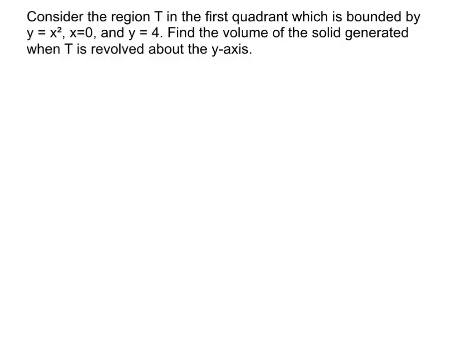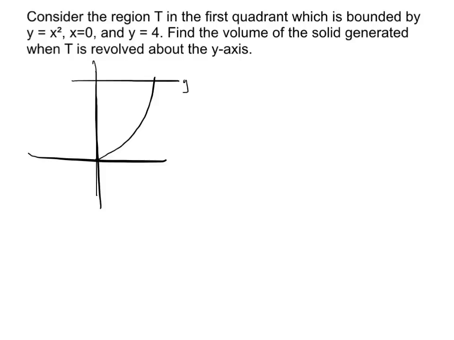Okay, so now I want to consider the region T, which is in the first quadrant, bounded by y equals x squared. Okay, so we have y equals x squared. We have x equals 0, which is basically the y-axis, and we have the line y equals 4, so you've got the line y equals 4 up here. So we're talking about this region here. I want to take that region and revolve it around the y-axis. So I'm revolving this thing around the y-axis.